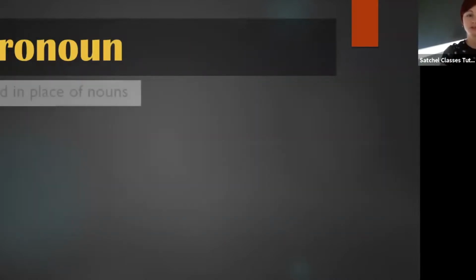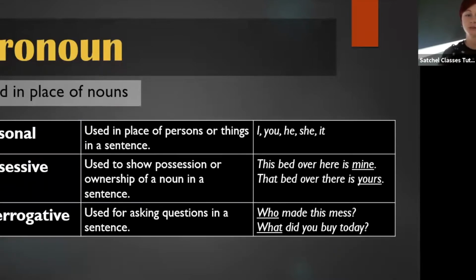They're still something that has been assigned a label. So pronouns then are often used in place of nouns. A personal pronoun is used in place of persons or things in a sentence. So that would be I, you, he, she, it, they. And alongside that as well, there are possessive and interrogative pronouns.